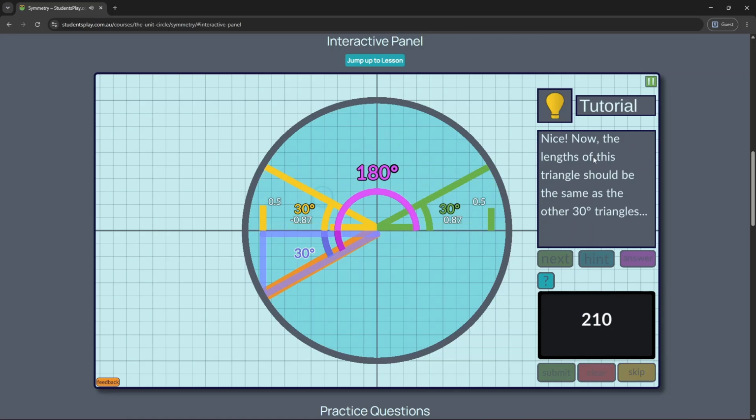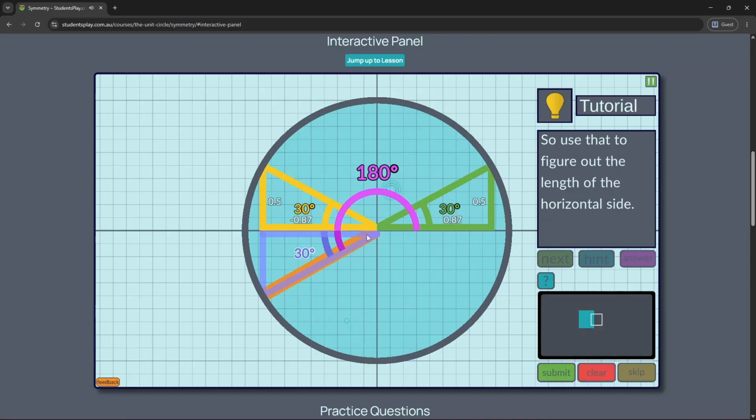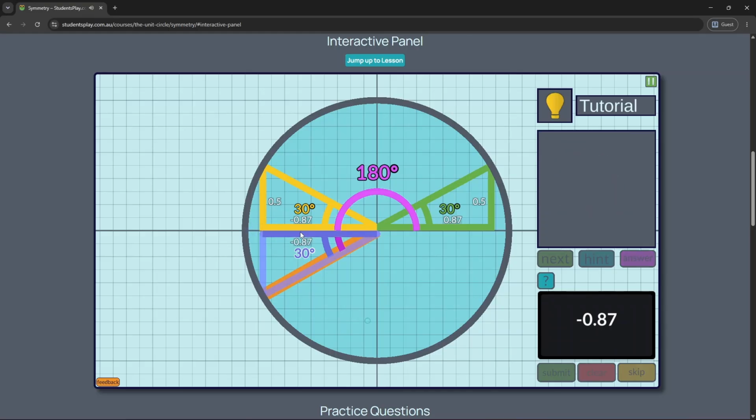Now the lengths of this triangle should be the same as the other 30-degree triangles. Use that to figure out the length of the horizontal side. Well, that's going to be 0.87, but it goes to the left, so it should be the same as this one. So it should be negative 0.87. Nice. And the length of the vertical side? Well, these ones have vertical side lengths of 0.5, and it should be the same as them, because it's still a 30-degree triangle, so let's type in 0.5. Oh, but that would go up, whereas we want it to go down, so let's do negative 0.5. Cool.